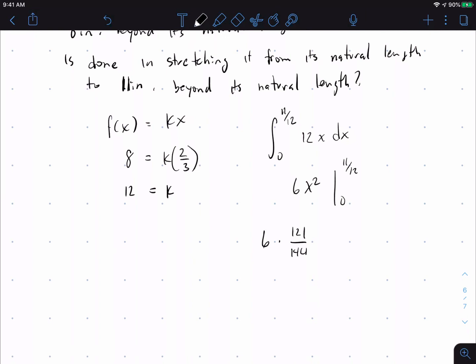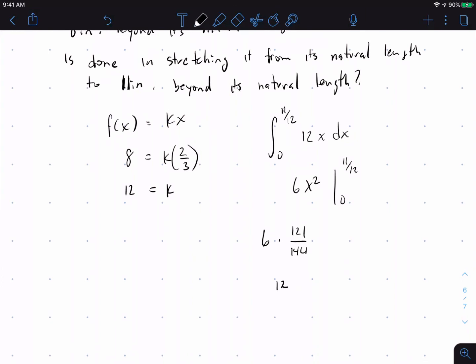Does 6 go into that? I need a calculator. Oh, it should. 144 divided by 6 is going to give us 24. So 121 over 24. Let me see what is 121 divided by 24. It's going to be 5 and change, right? Yes. 5.04, and so on. And that's the work that's needed. We okay? Yes. Okay.